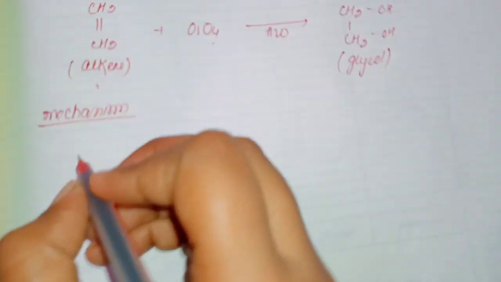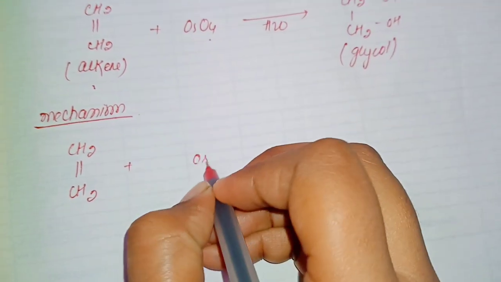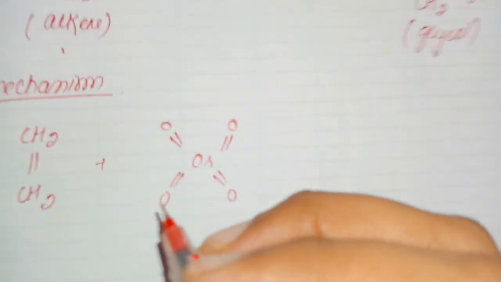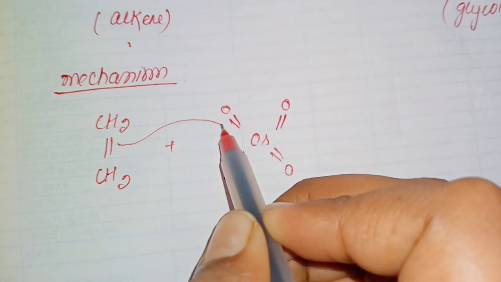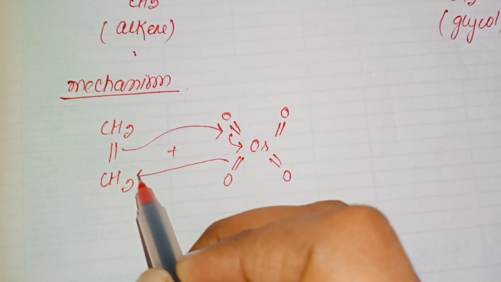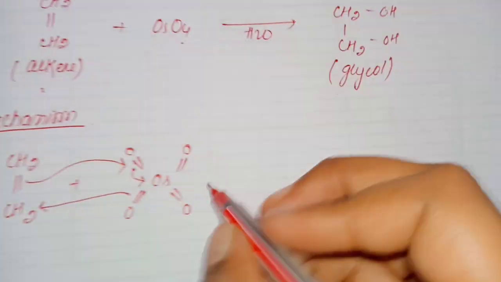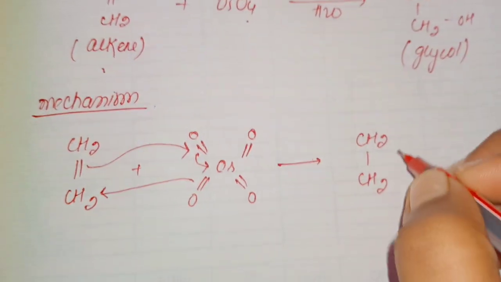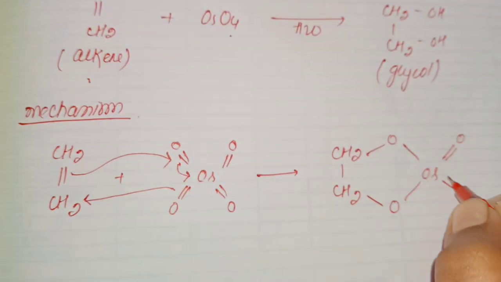So here, what happens when alkene reacts with osmium? This is the structure for osmium. Same thing here, see closely. The pi bond between carbon and carbon breaks down and carbon-oxygen bond formation takes place. Similarly, it goes to here, and then the oxygen-carbon bond formation takes place. So here we can write it as CH2-CH2 bonded to O, osmium double bond O.